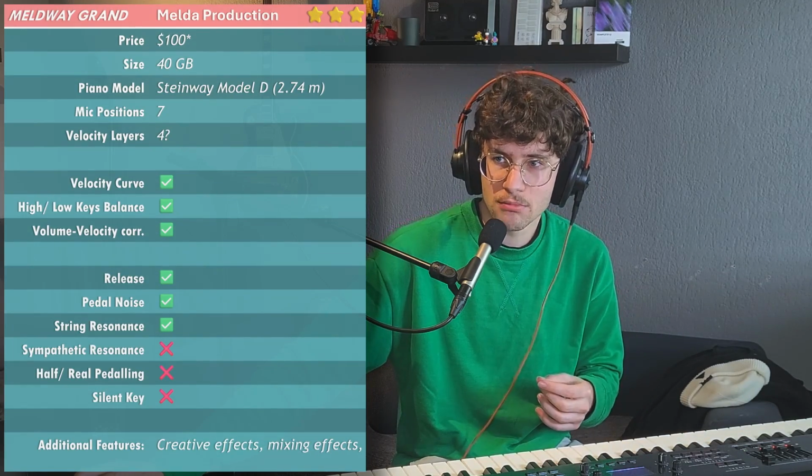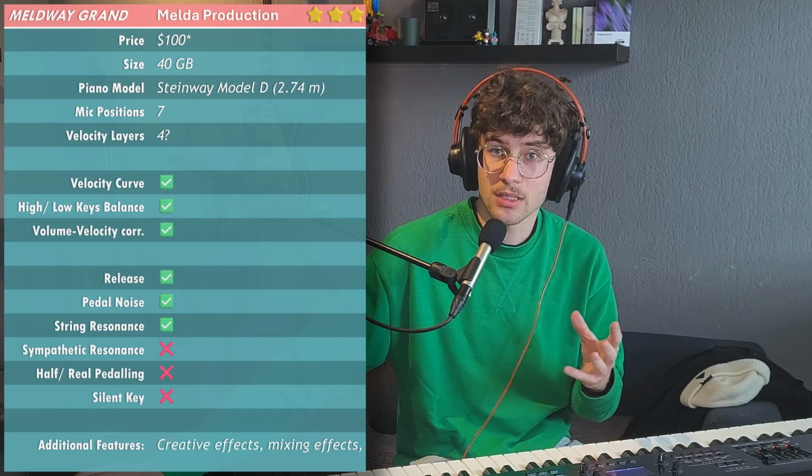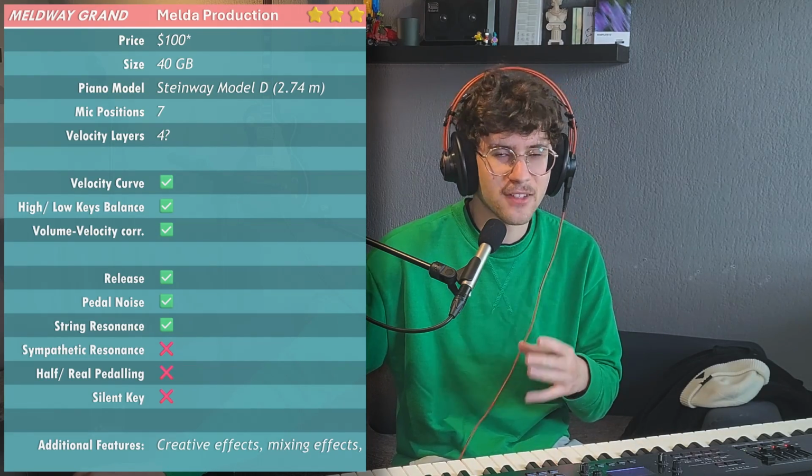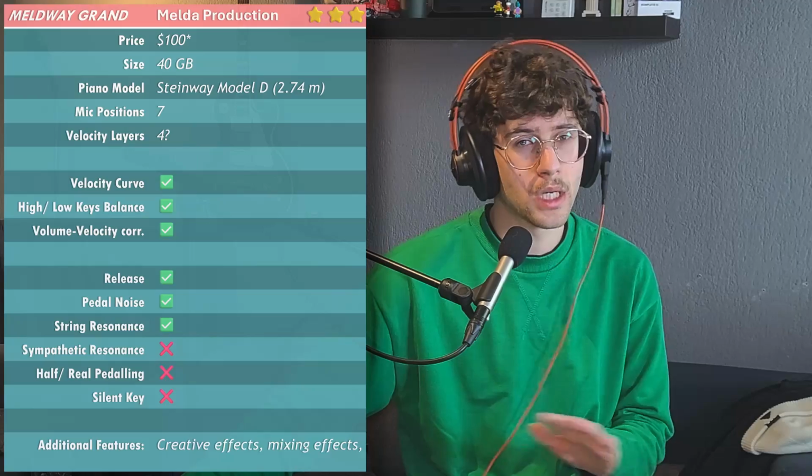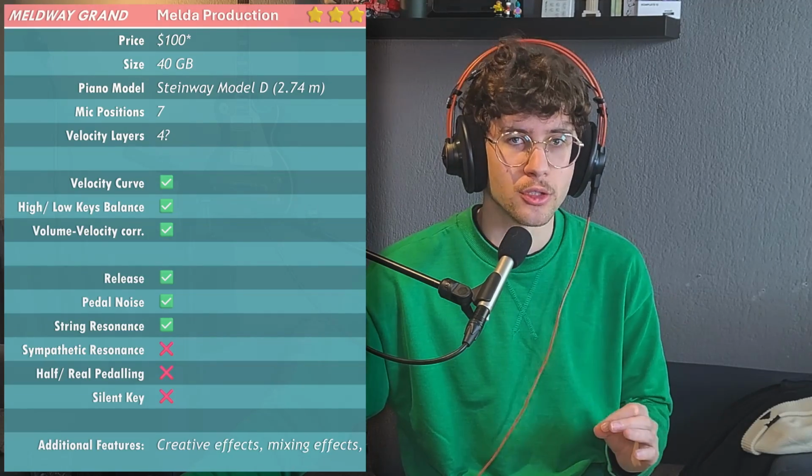Whenever there's a question mark behind a value like velocity layers, I didn't actually figure out the exact values, and that's quite common. Not too many developers use the velocity layer count as marketing material, which I find a bit sad. I would like to have more transparency in that regard. This is also one of many Steinway Model Ds we're going to encounter.